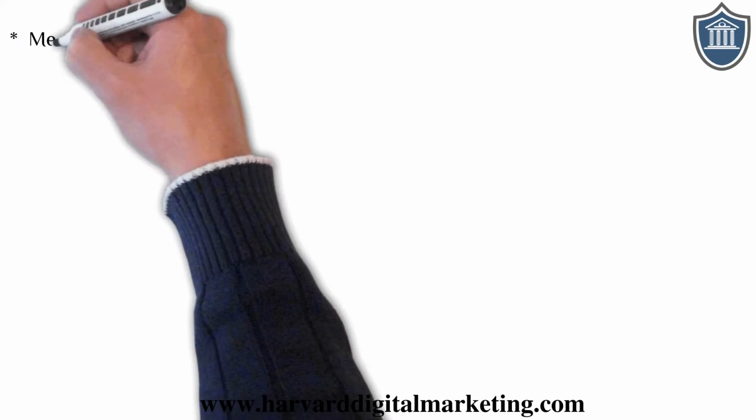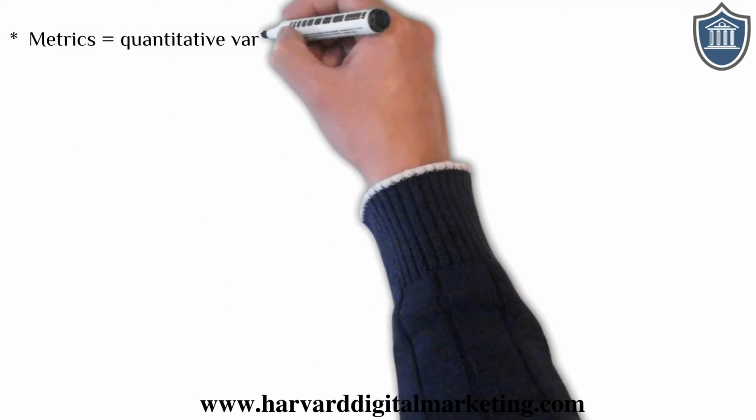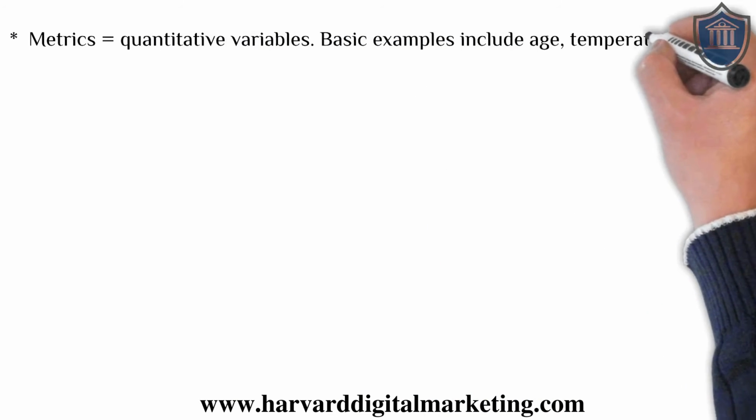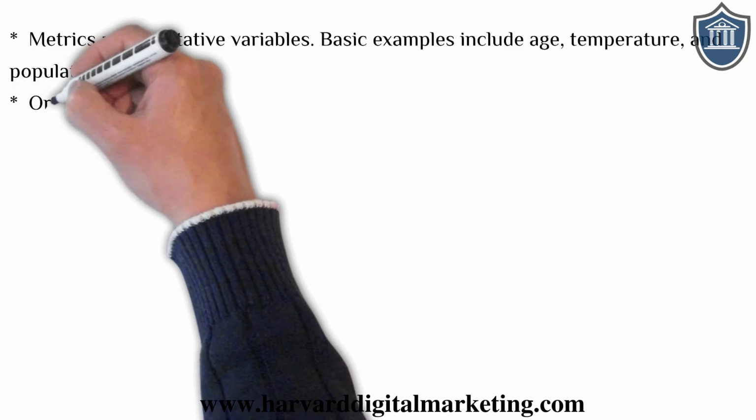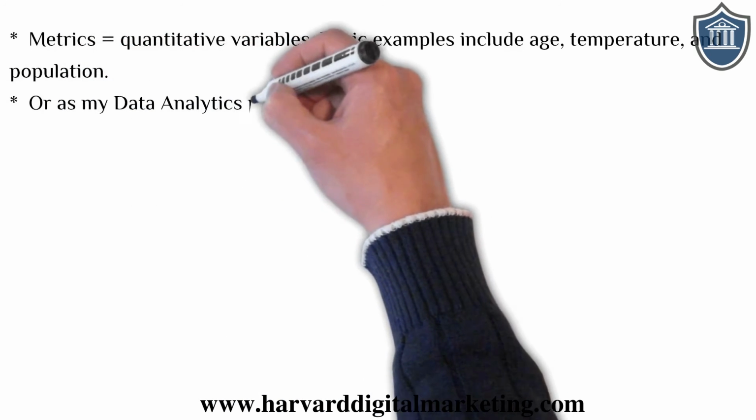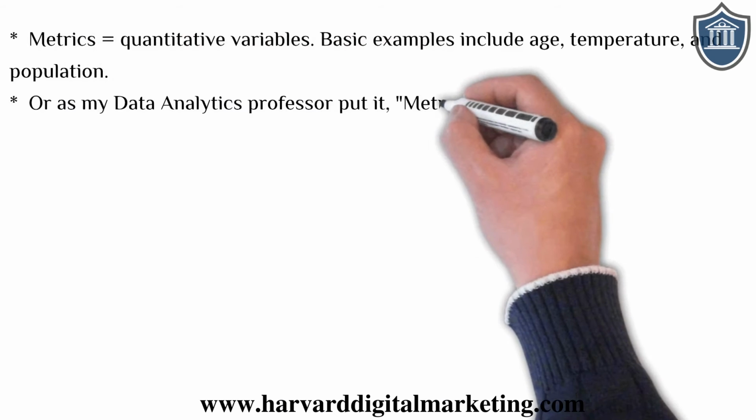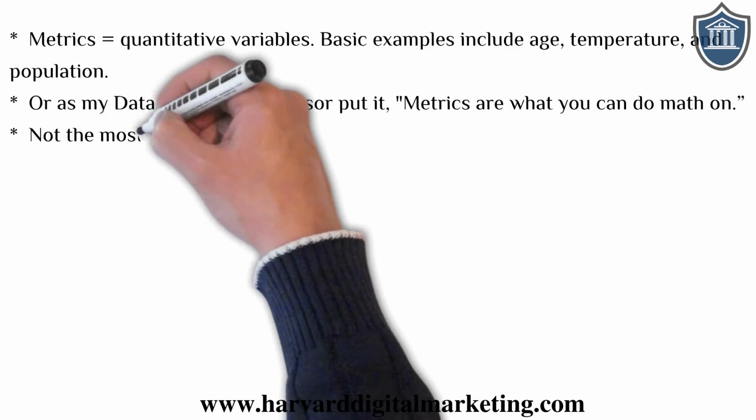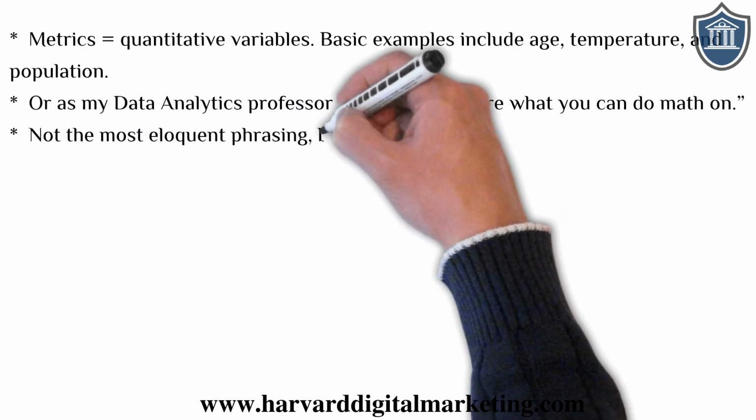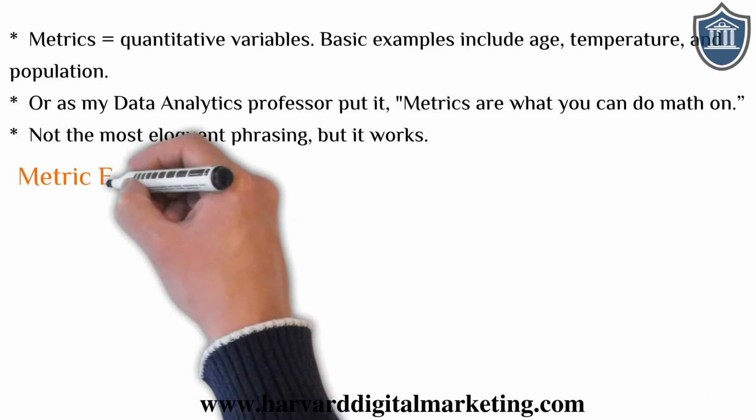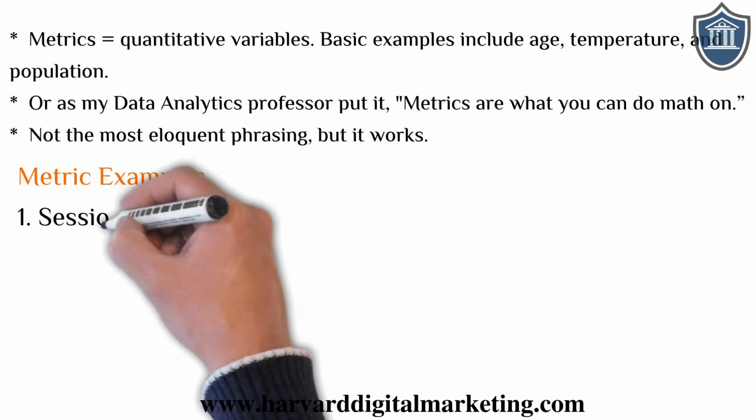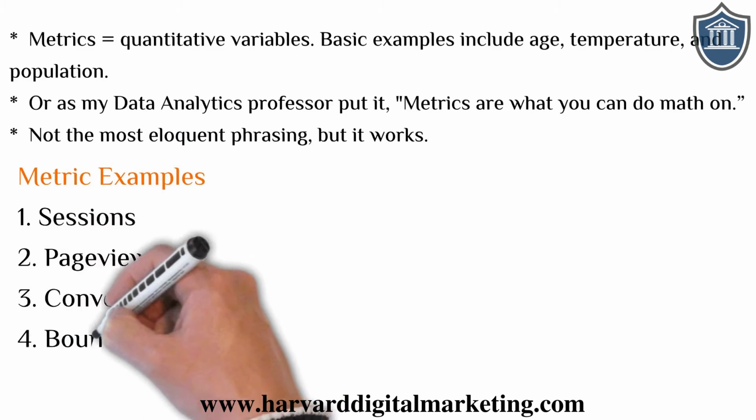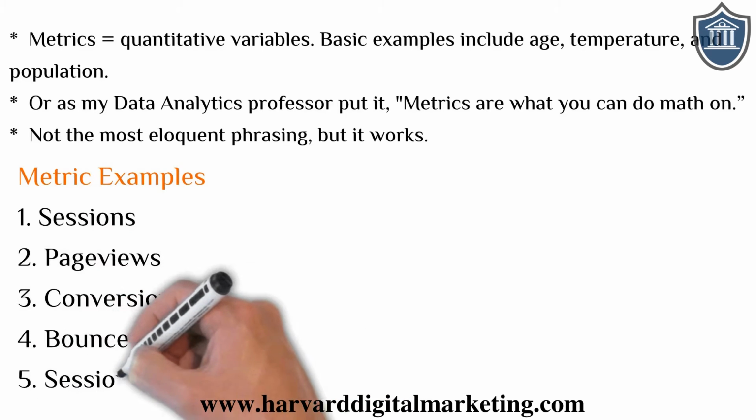Metrics are equal to quantitative variables. Basic examples include age, temperature, and population. Or as my data analytics professor put it, metrics are what you can do the math on. Not the most eloquent phrasing, but it works. Metric examples: sessions, page views, conversions, bounce rate, session duration.